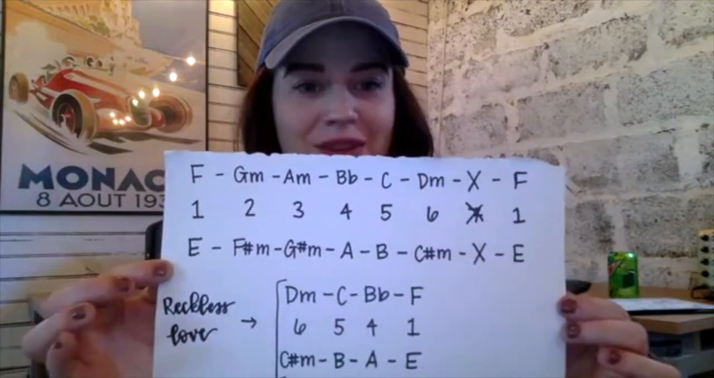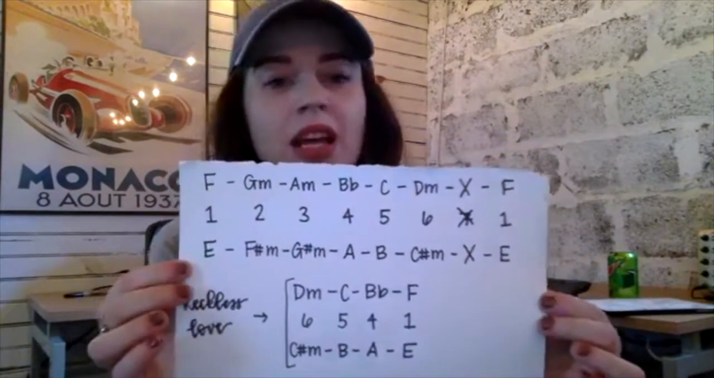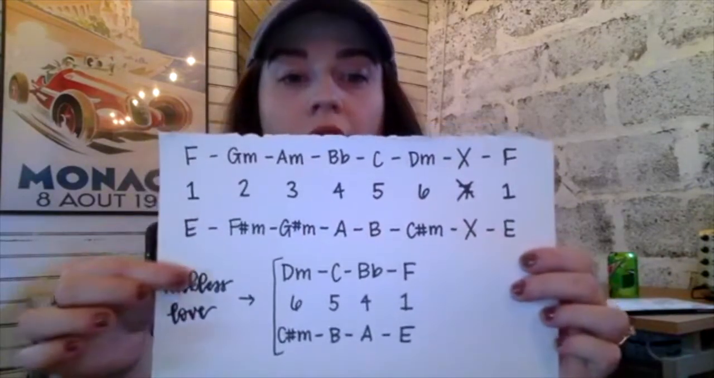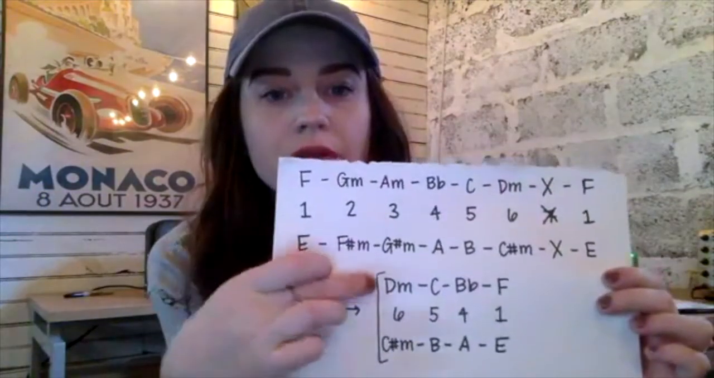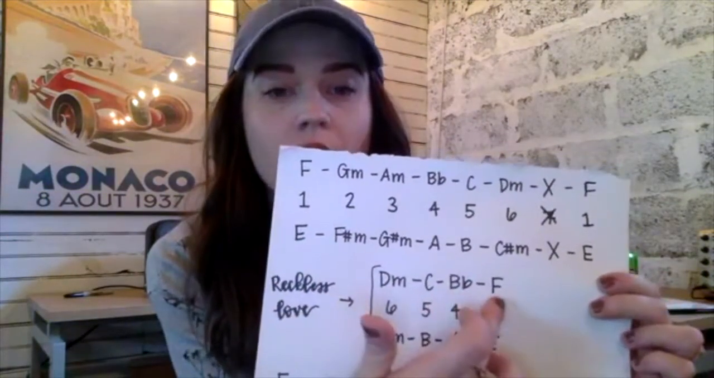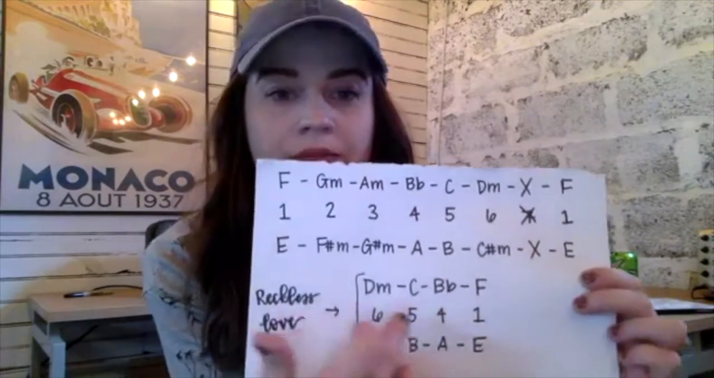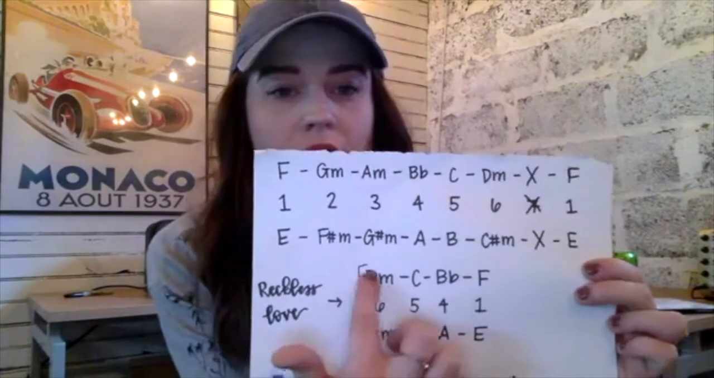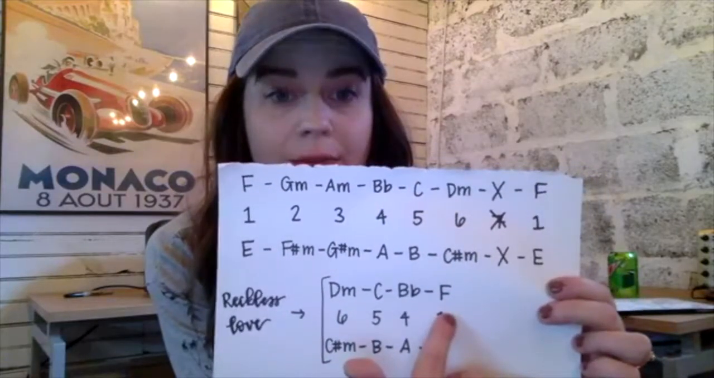So here's Reckless Love, okay? The key is F, this is what you're looking at. The only exception on this one is the verses just do the first 3 chords, and then just the choruses and the bridges do this last chord. But regardless, it's the same 4 chords the whole time. So the whole song goes D minor, C, B flat, F.